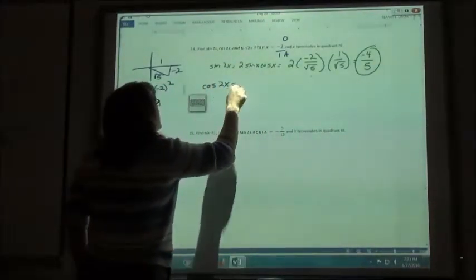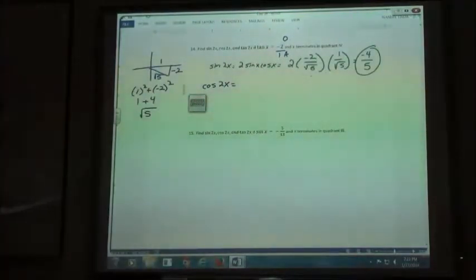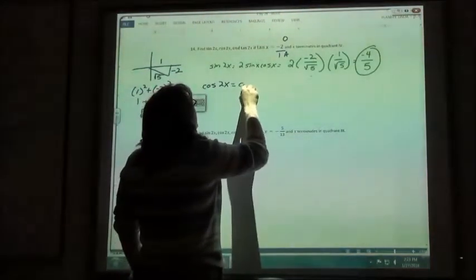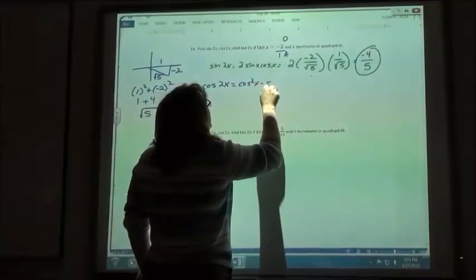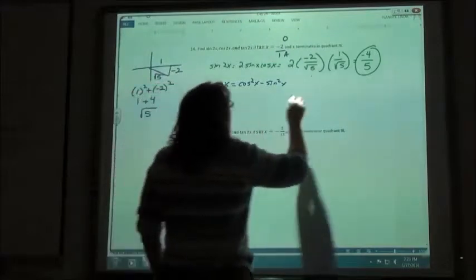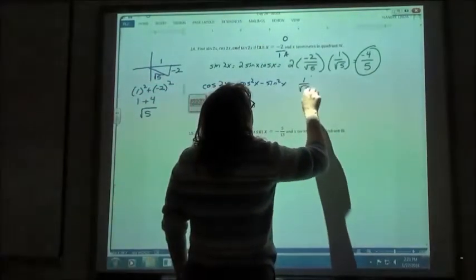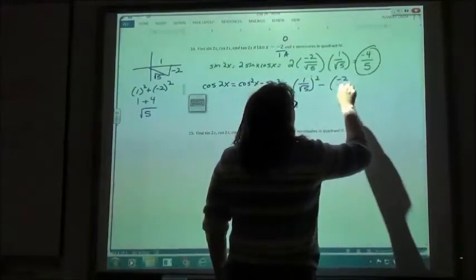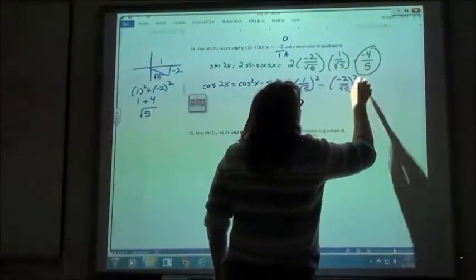Cosine of 2x. Cosine of 2x, again, I'm just going to use cosine squared minus sine squared. You can try one of the other ones if you want. Cosine squared minus sine squared. And so my cosine was 1 over the square root of 5. And square that. Minus negative 2 over the square root of 5. I've got to square that.